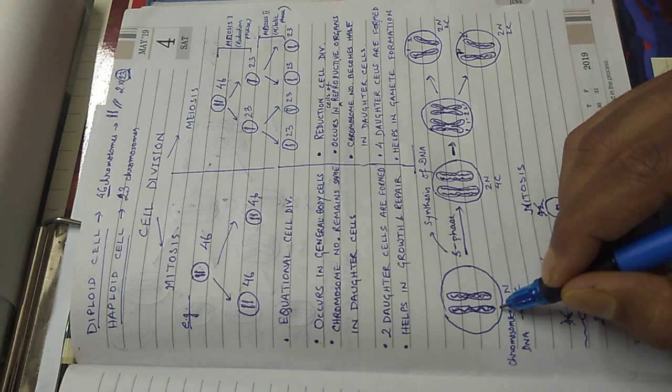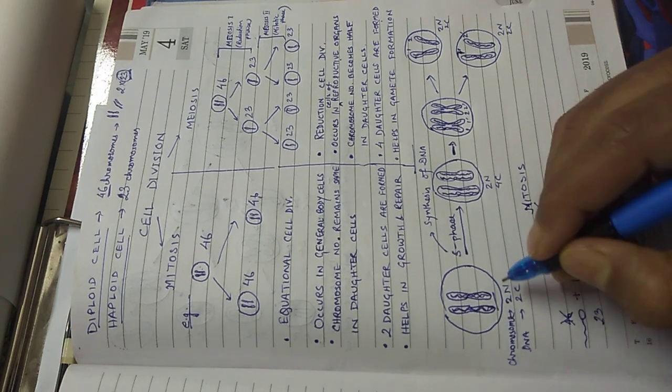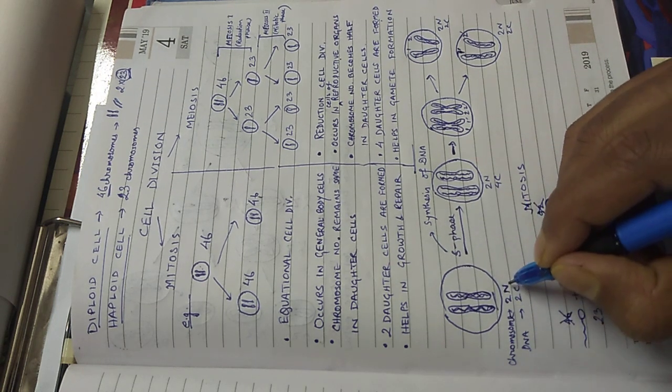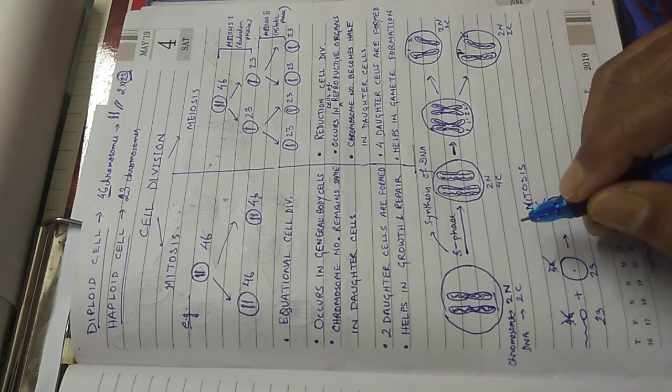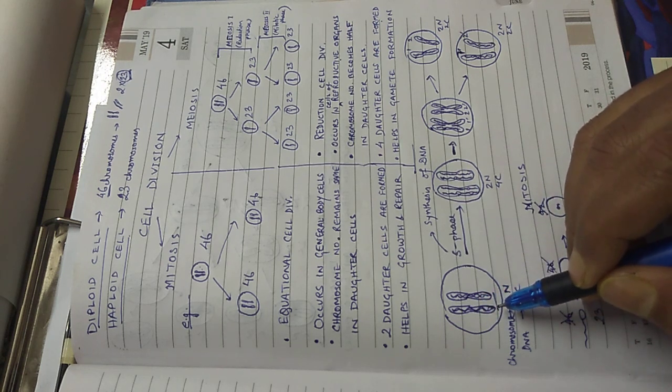Suppose I begin with a cell having one pair of chromosomes. So the chromosome is found in pair, so it is a diploid chromosome. I represent it with 2n. So the diploid condition is represented by 2n, haploid by n. Inside each chromosome there is one DNA molecule.